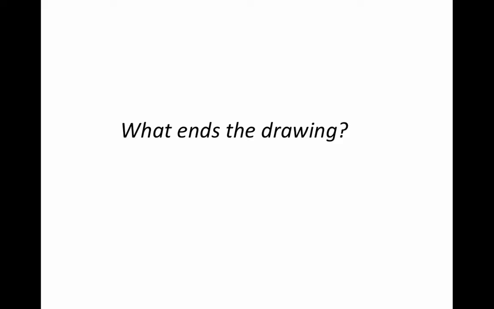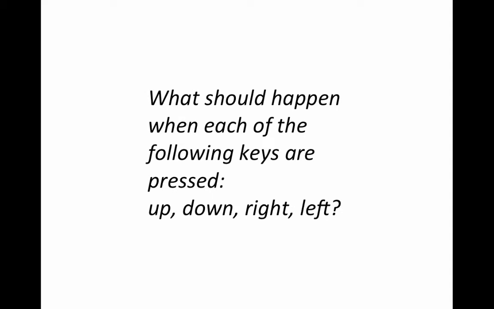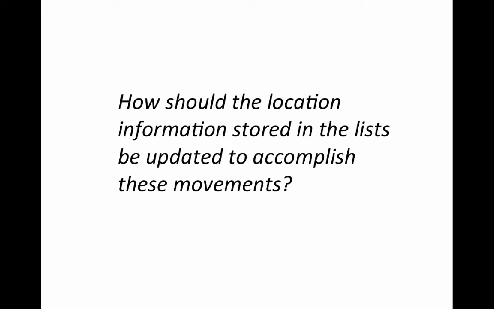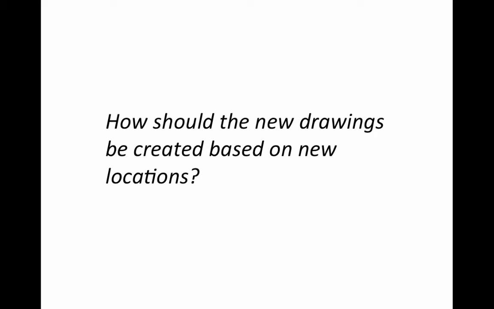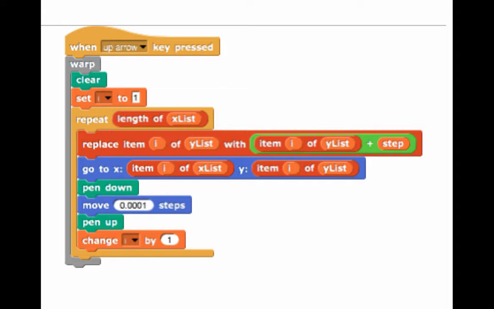And what ends the drawing? I believe we just discussed this. So how should the location information stored in the list be updated to accomplish these movements? It's probably best if I give you a snippet of code, it's easy to discuss this. And how should the new drawings be created based on these new locations? Let's just look at one of these. This is, by the way, not the only way to achieve this movement when the up arrow is pressed. But I just want to give you one example so that you have some place to start and build the rest of your code.